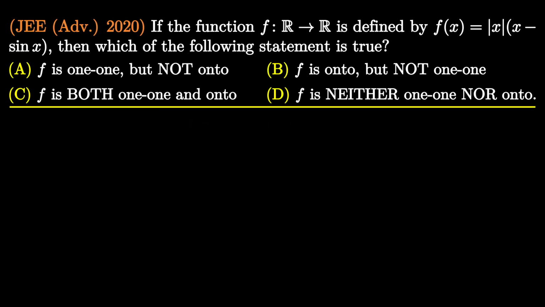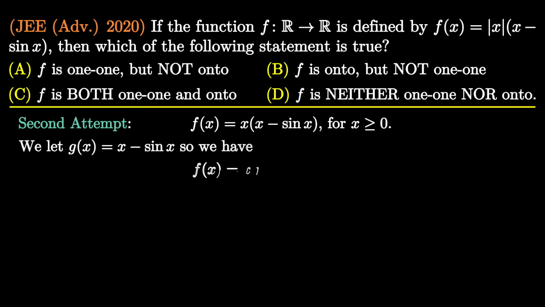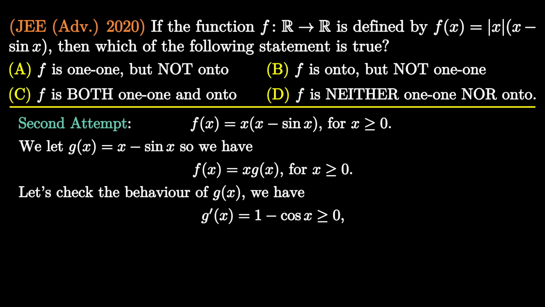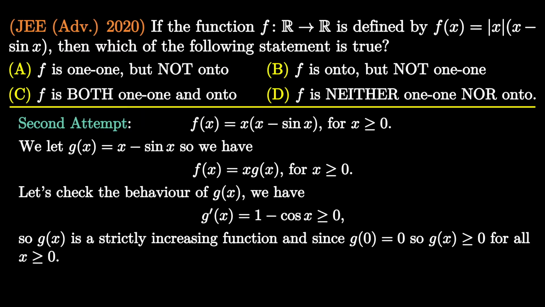This time we closely inspect f(x). Instead of checking the behavior of the whole function at a time, first we check the behavior of its second factor, x minus sin x, and we let it be g(x). We quickly deduce that g(x) is a strictly increasing function because its derivative is non-negative, and since g(0) is equal to 0, so g(x) is non-negative for all non-negative real x.